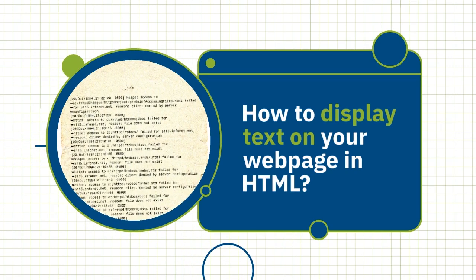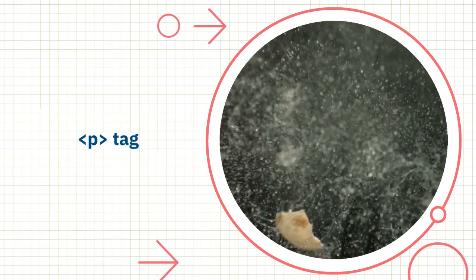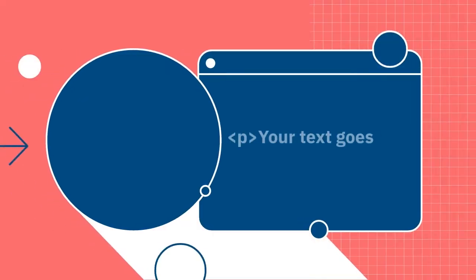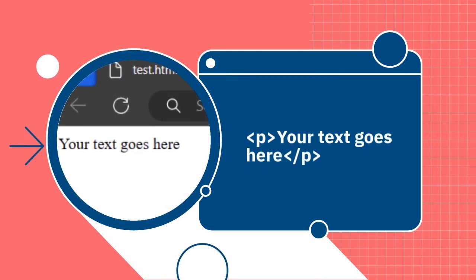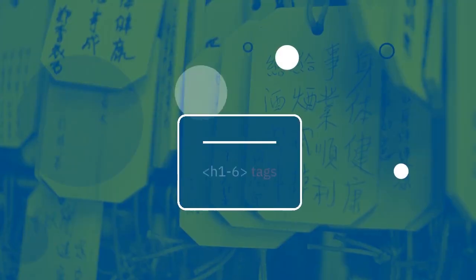I'm here to teach you how to display text on a web page by using HTML. Without further ado, let's begin with the p tag. Using the p tag is incredibly easy. You simply wrap your text content with the opening and closing p tags, like this. It's that simple.